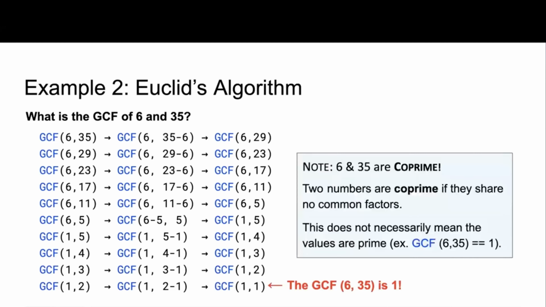What does that mean? Since 6 and 35 share no other factor besides 1, that means that the two values are co-prime. This doesn't necessarily mean that the values are prime themselves. For example, a factor of 6 is 3 and a factor of 35 is 5.